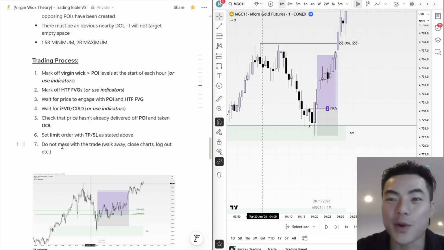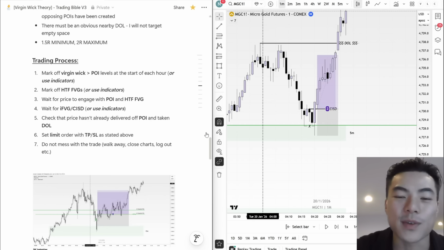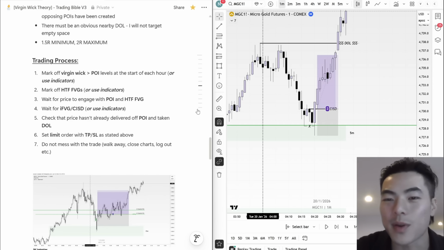And lastly, very, very important, do not mess with the trade. Just walk away, close the charts if you have to, log out of your laptop, log out of TradingView, and just let it play out, because once you know the model works, the only way you can mess it up is by messing it up yourself. Just like micromanaging it, taking partials, closing early, moving your stop loss, all the typical stuff we do with poor psychology. So last step, very important.